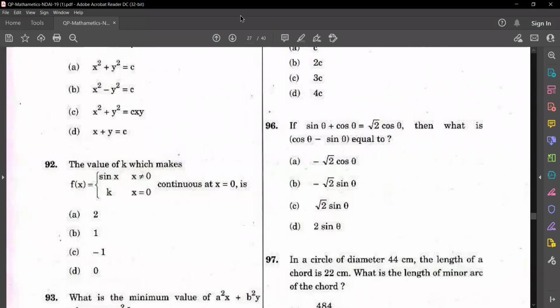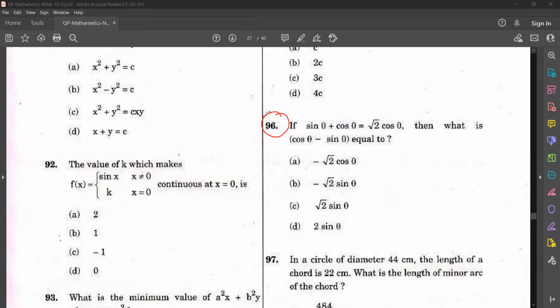If sin theta plus cos theta is equal to root 2 cos theta, then what is cos theta minus sin theta equal to? This is a repeatedly asked question. Please try. You can solve this easily.